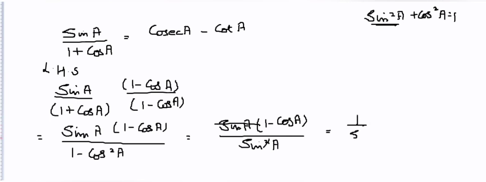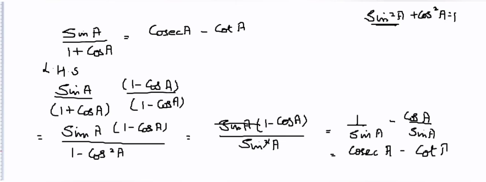So below 1 I can write sin A, and below cos A also I can write sin A. Now 1 upon sin A means cosec A, because sin A is the reciprocal of cosec A, and cos A upon sin A is your cot A. So this is our RHS.